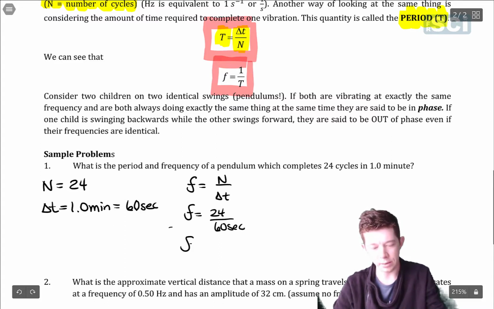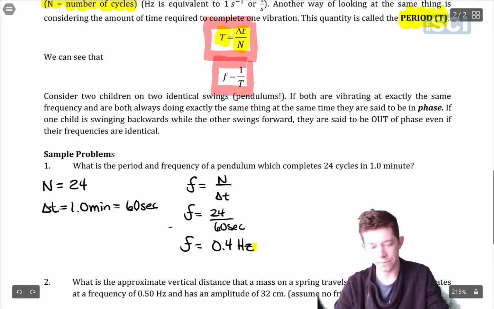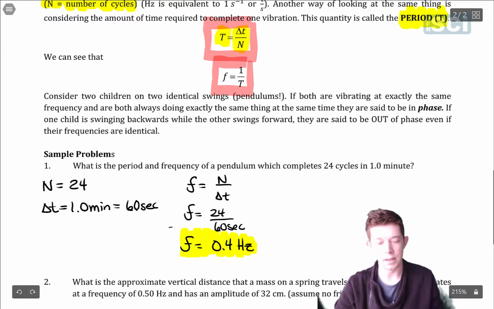And we'll find out that if we divide these out, we get 0.4. And remember that inverse seconds, so 1 divided by seconds, is the unit of hertz. So there is our frequency for this pendulum.